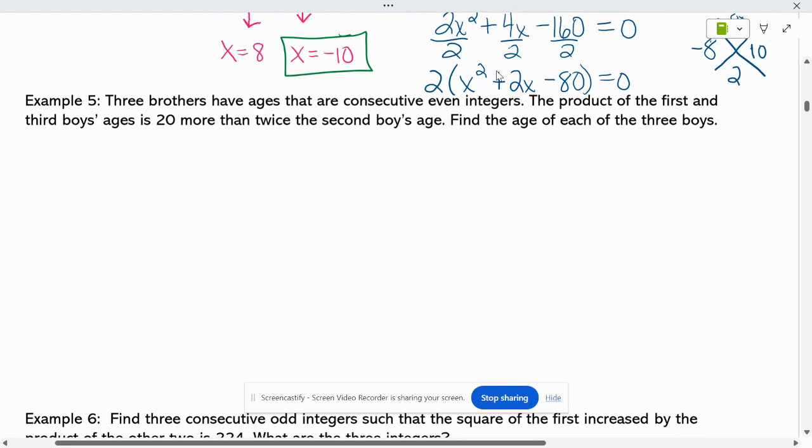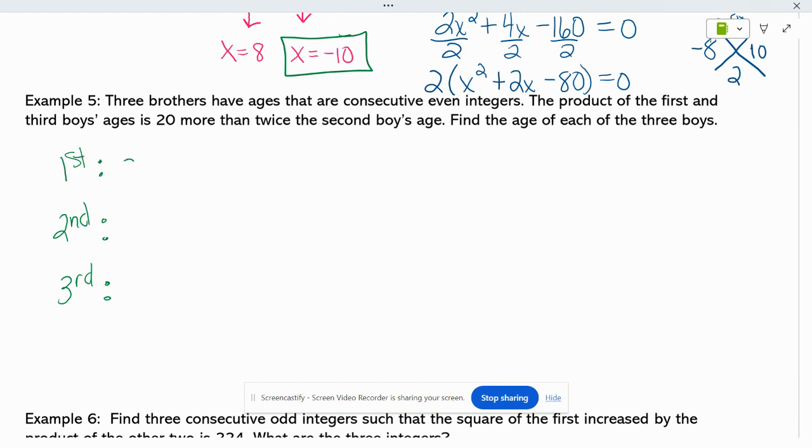3 brothers have ages that are consecutive even integers. So how many integers am I looking for? I'm looking for 3. And how do I model those 3 integers? What are they going to look like, Lorenzo? I need 3 even integers. So go back to your warm-up. How did we identify those? 3 even integers. So my first one is going to look like what? My second one? And my third one? They're even. So I start off with an x.